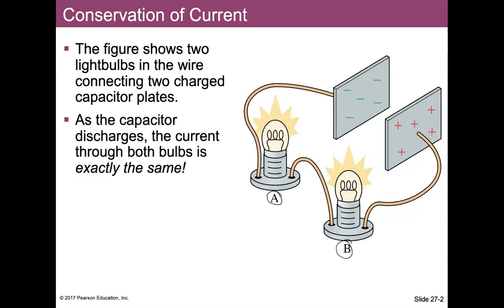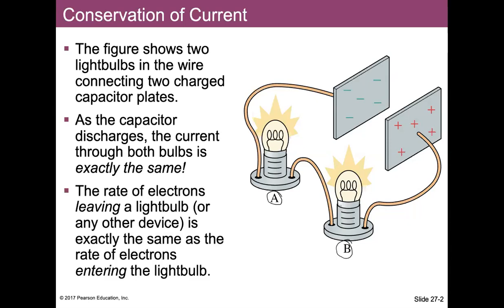As the capacitor discharges, the current through both bulbs is lighting them up, and they're lighting up the same amount, which tells us that the current is exactly the same through both bulbs. Light bulb B is not brighter than light bulb A. Light bulb A is not brighter than light bulb B. They are the same. So the current going through each bulb is the same. Due to conservation of current, the rate of the electrons leaving a light bulb, or some other device in there, is exactly the same as the rate of the electrons entering the light bulb.